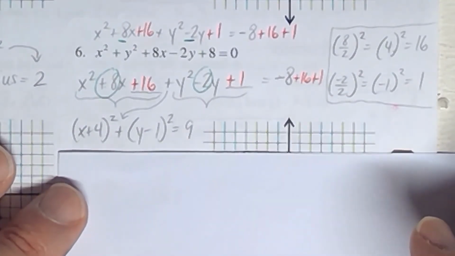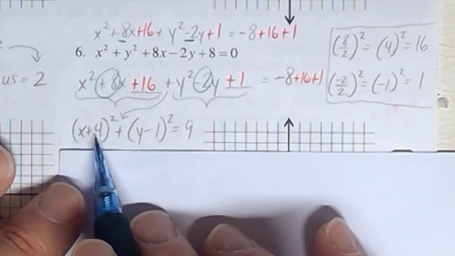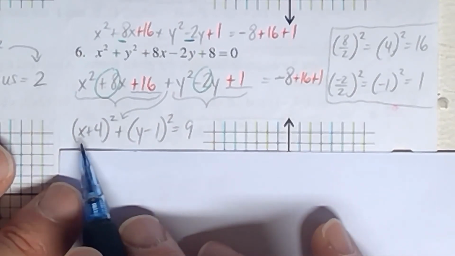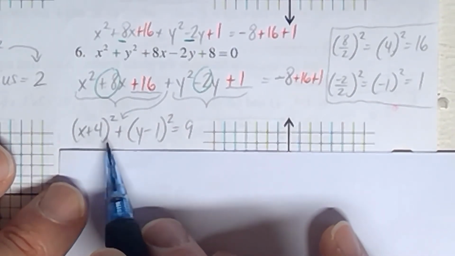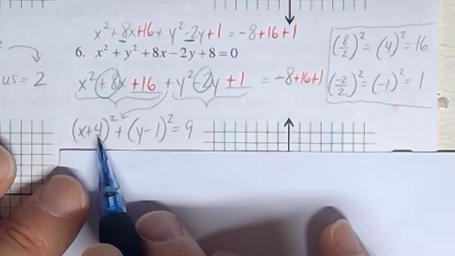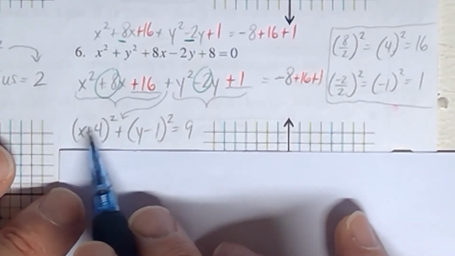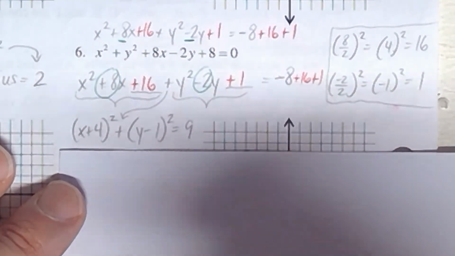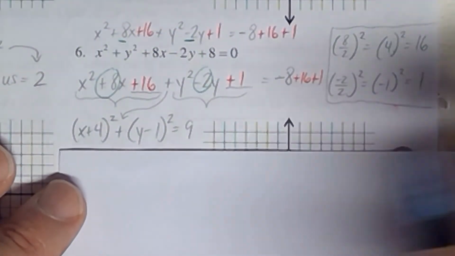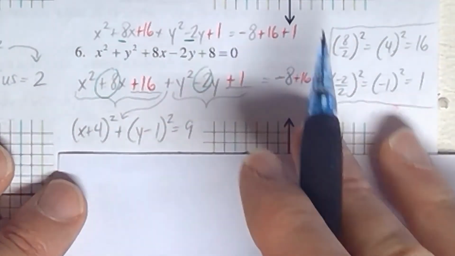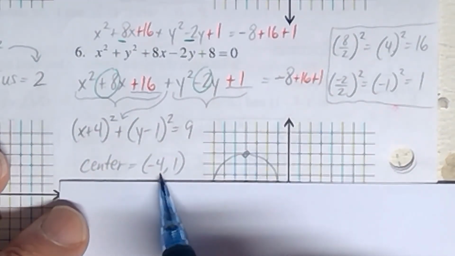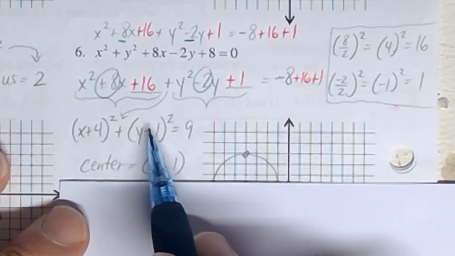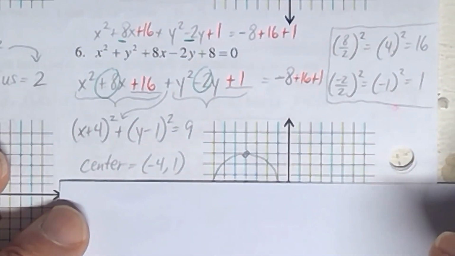So that means I can now figure out the center. What's the center here? Well, you got to figure out the opposites. You got to take the opposite sign of the numbers that are with the x and the y. So that makes this -4. You don't change the equation to -4. I'm just saying when you figure out the center, you change the signs coming down. So this becomes -4 when you figure out the center. This becomes +1 when you figure out the center.